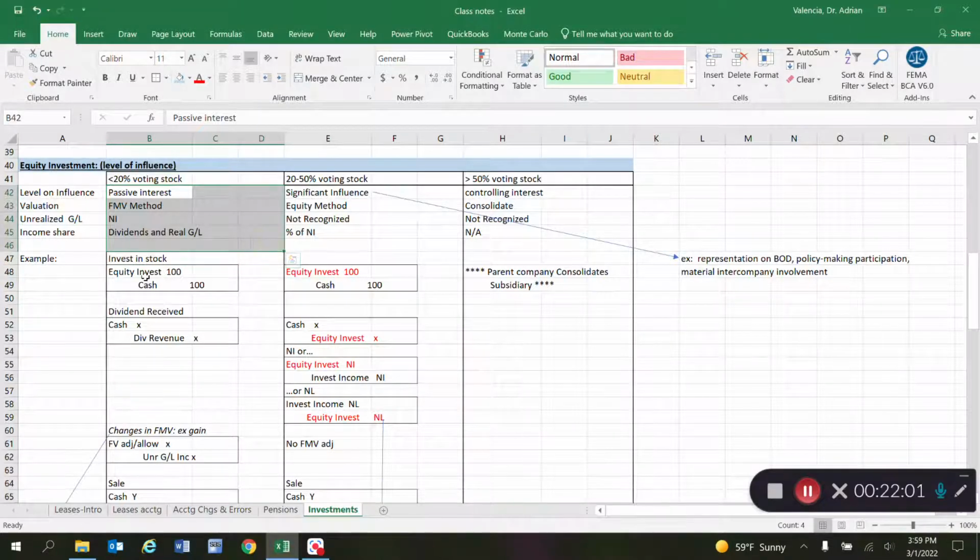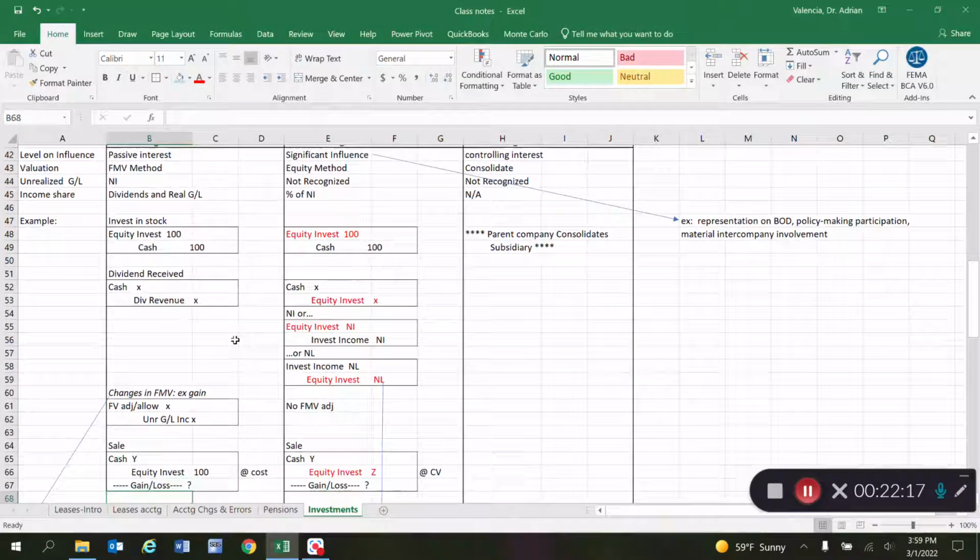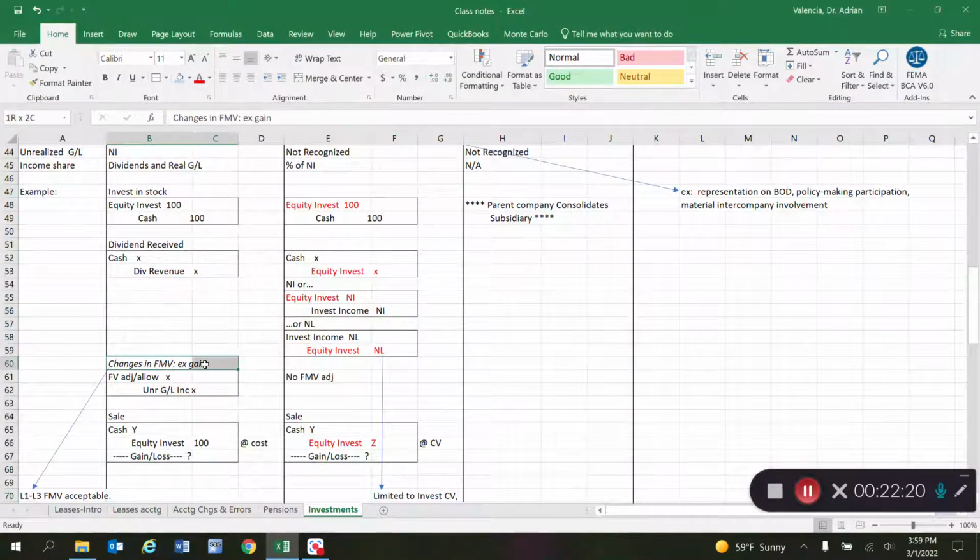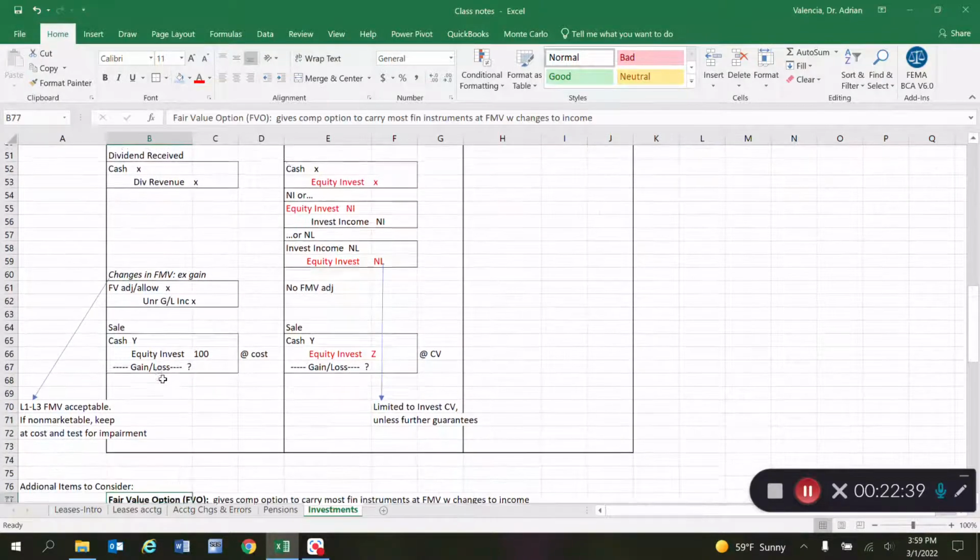Assume we invest $100 in a company and buy $100 worth of their stock. Later on, if I receive dividends from that company, I recognize the cash and increase my dividend revenue. As time passes, any changes in the fair market value of that company, and I'm going to give the example of a gain here, but the opposite is true for a loss, I have to recognize with one of those fair value adjustment allowance accounts for whatever that difference may be. And the way this is done, I have a note right here.